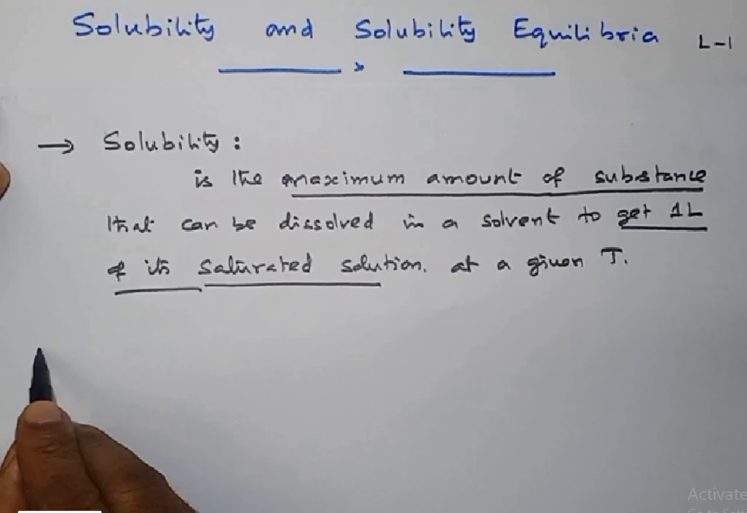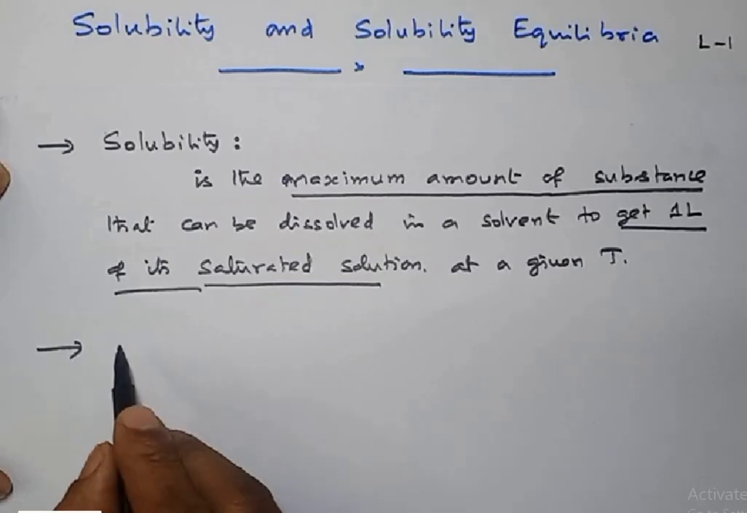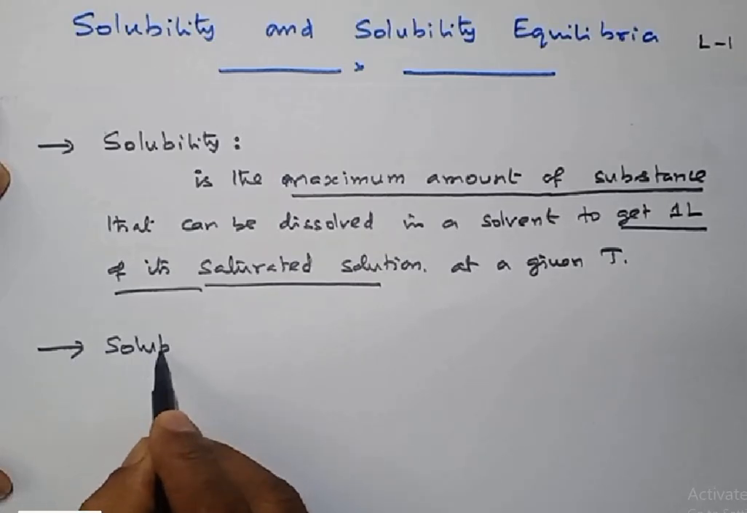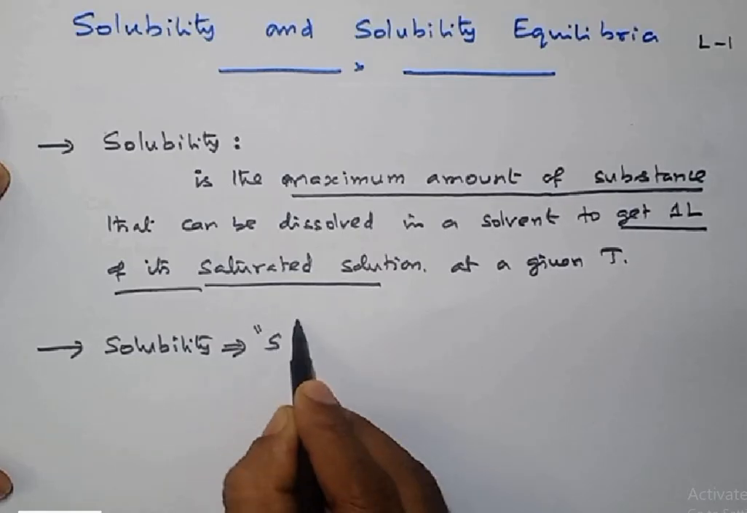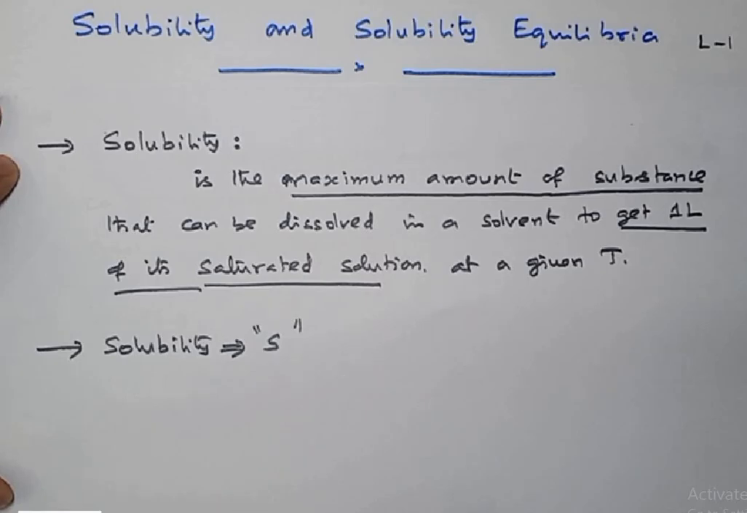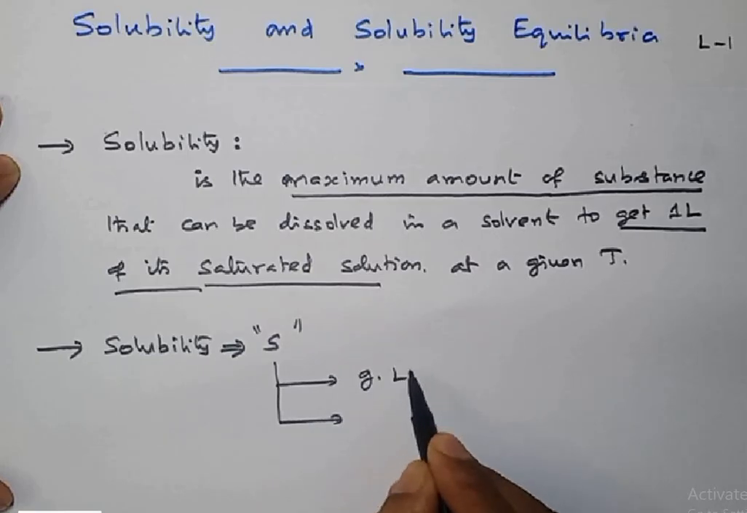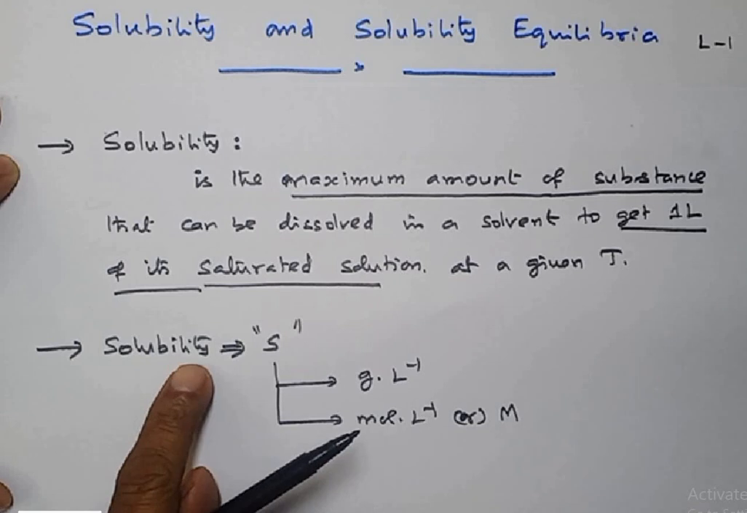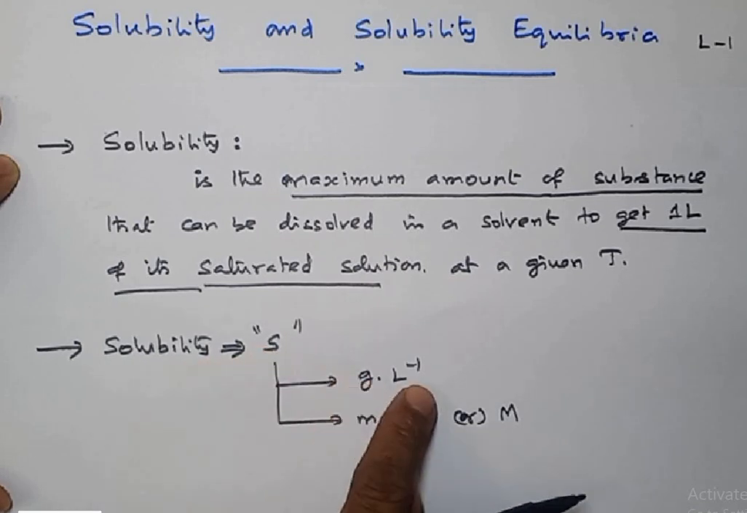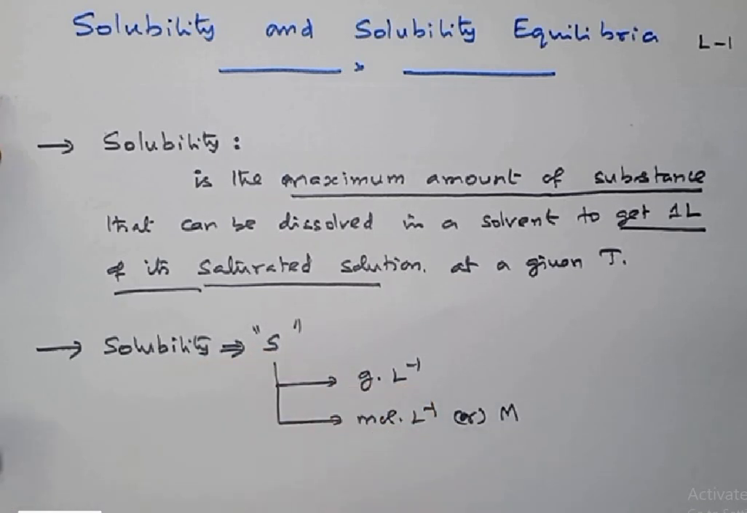Then, this is how we represent solubility. Solubility is usually represented by the symbol S. And remember, solubility can be expressed in gram per liter or in mole per liter. Mole per liter is also sometimes called molarity. So we can express solubility in gram per liter or in mole per liter.